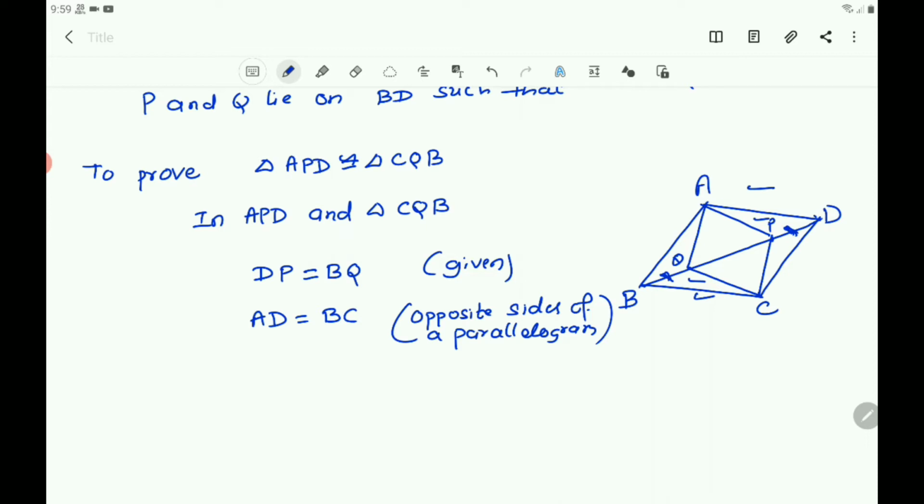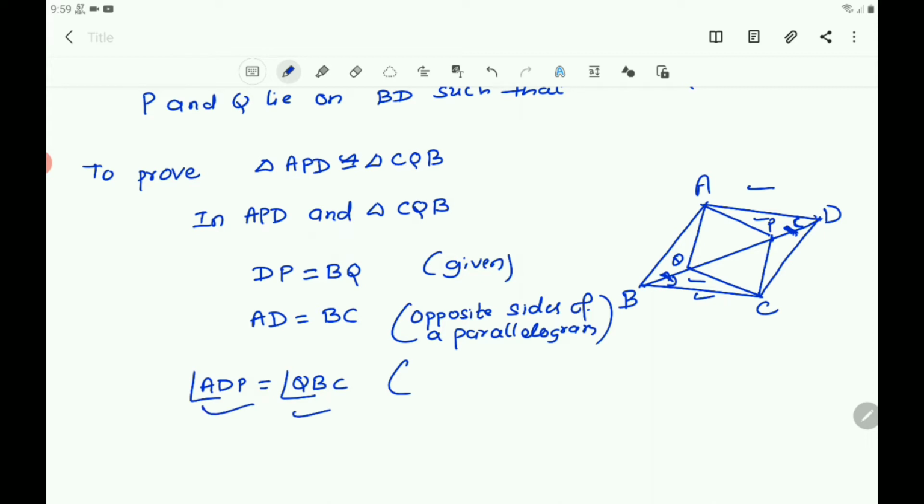Next you take the angle. Here angle ADP must be equal to angle QBC. What is the reason here? You know that they are the alternate angles made by the transversal BD of AD parallel to BC. In a parallelogram, opposite sides are parallel, that you know. Here AD parallel to BC and BD is a transversal.